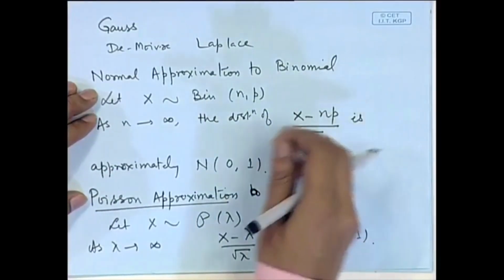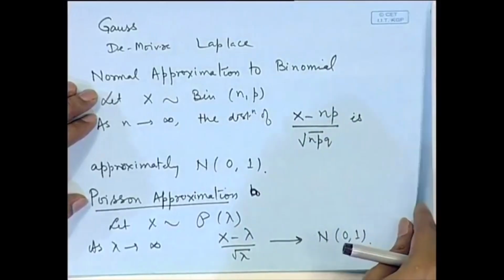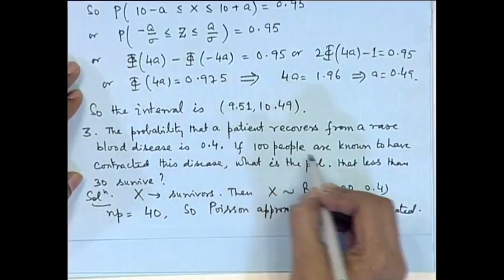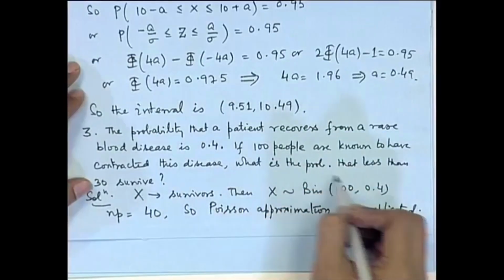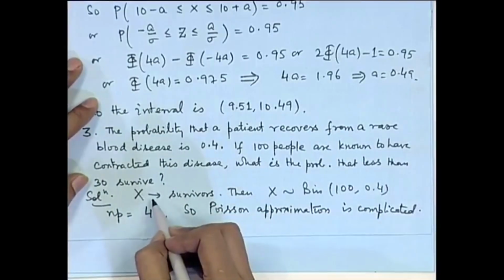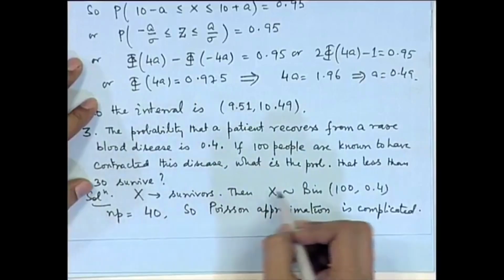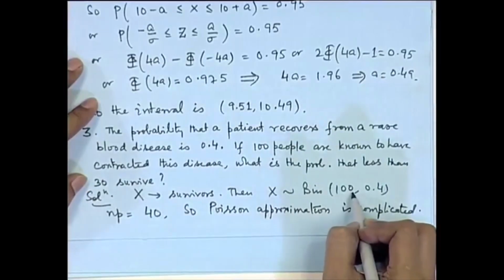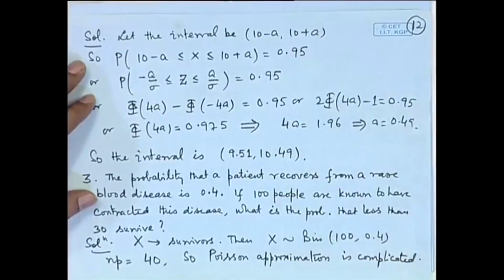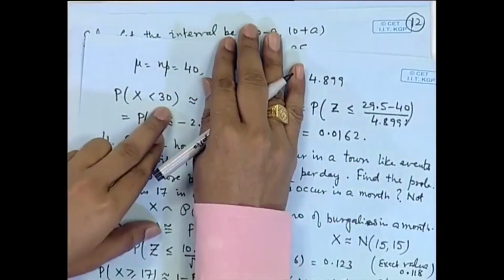The modern versions are for any random variable x. So, let us look at applications of this here. The probability that a patient recovers from a rare blood disease is 0.4. If 100 people are known to have contracted this disease, what is the probability that less than 30 will survive? So, if we consider here x as the number of survivors, then x follows binomial 100, 0.4, and we are interested to calculate the probability that x is less than 30.